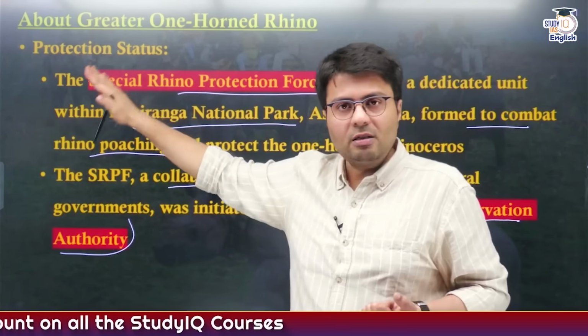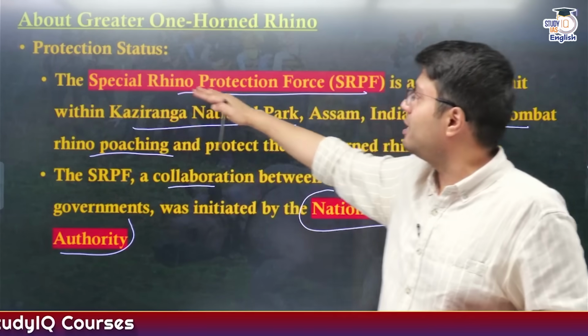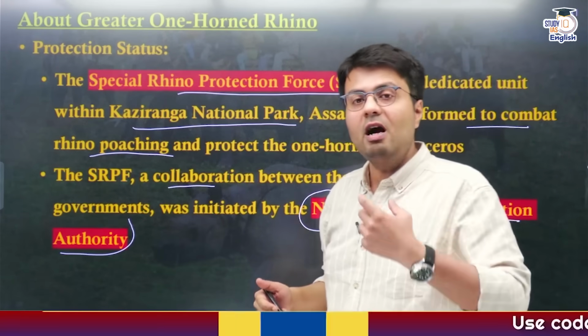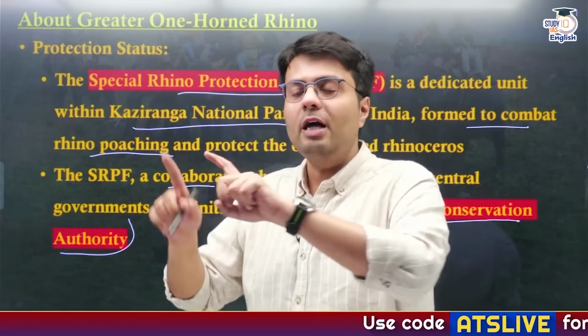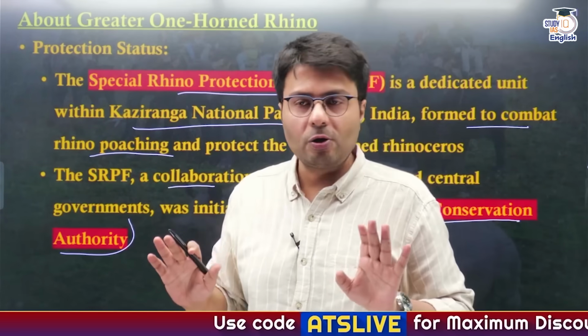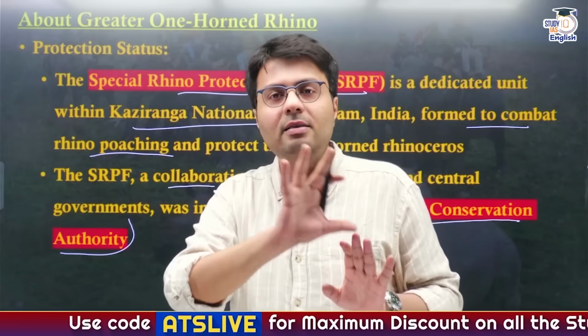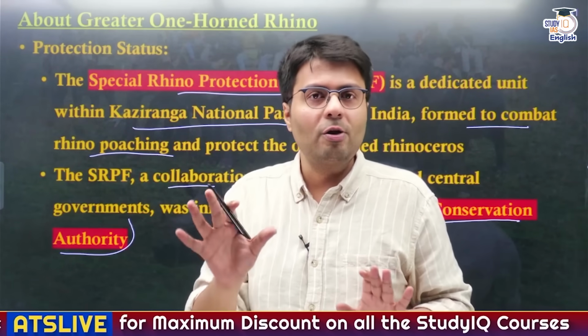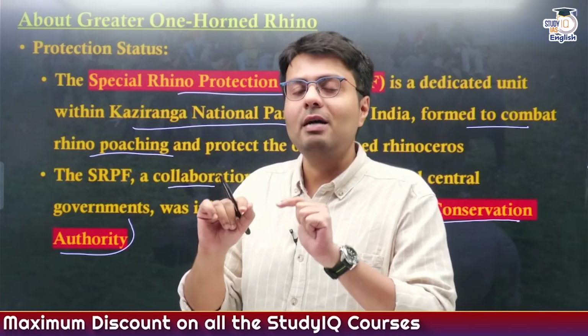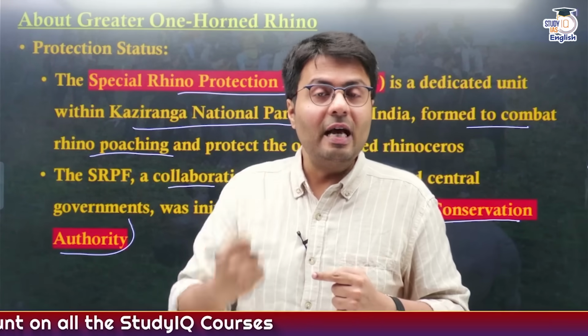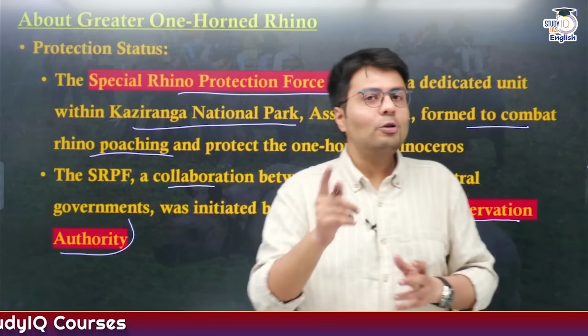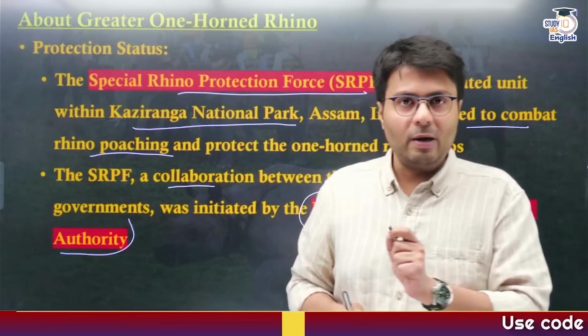And especially in Assam, particularly in Kaziranga, a special rhino protection force has been created, a dedicated unit to ensure that poachers do not kill one-horned rhinoceros. And that is why Assam has the highest population of greater one-horned rhinoceros, and the highest number is in Kaziranga. But where is the highest density of the greater one-horned rhinoceros? Not in Kaziranga, but in Pabitra Wildlife Sanctuary.